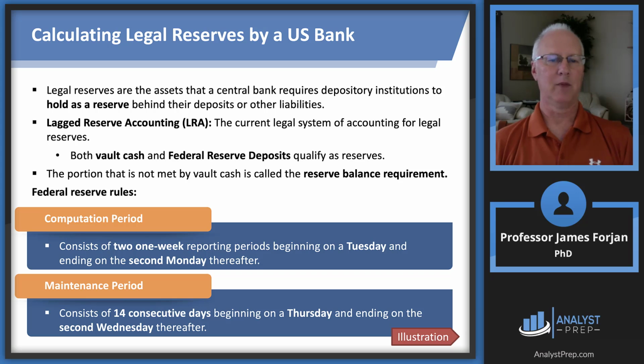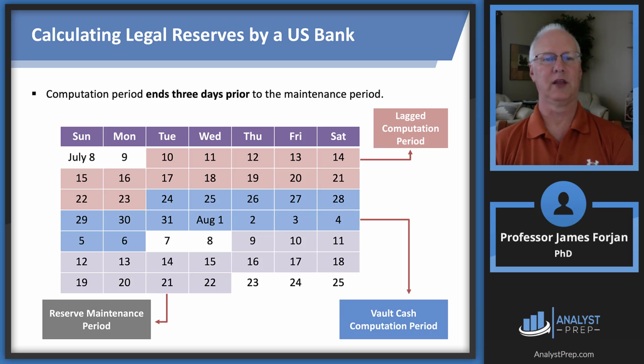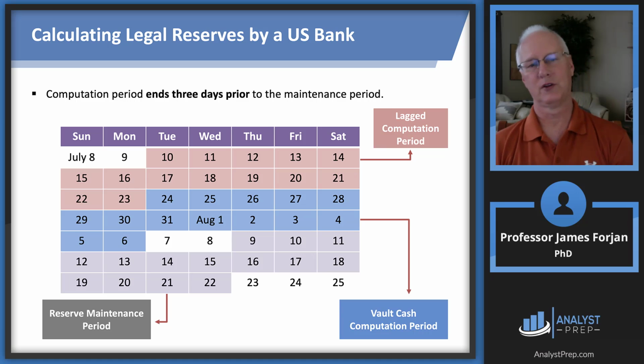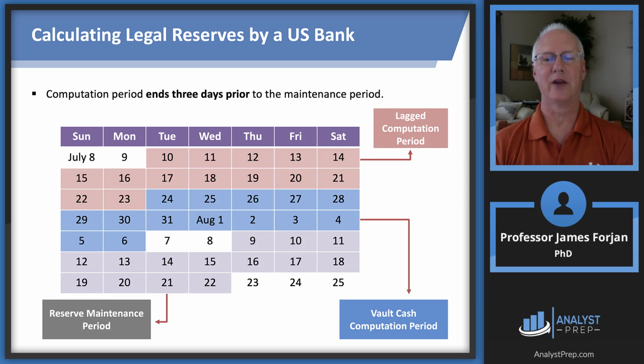All right, so we've got a computation period, which is a couple of weeks, and then a maintenance period is another couple of weeks. And so we thought that the easiest way to explain this to you is just put together a calendar. And so notice that we're beginning on a Tuesday and ending in the following Monday, the second following. So there you start on the 10th. And you end on the 23rd. That's called the lagged computation period. And then you start on the Tuesday, the 24th. You go all the way to that second Monday, which is the 6th, which is called the vault cash computation period. And then you have a couple of buffer days, and then you start that same time period of a window, but it goes from a Thursday to a Wednesday, the reserve maintenance period.